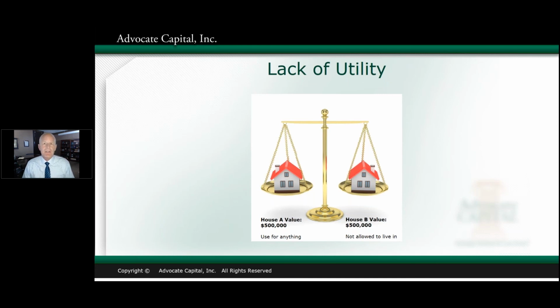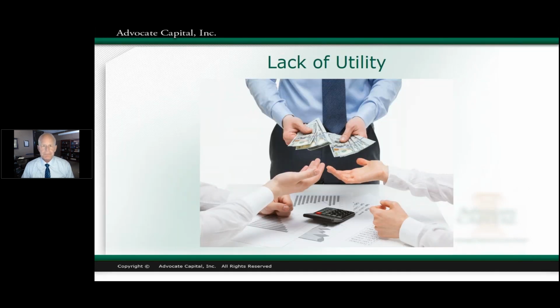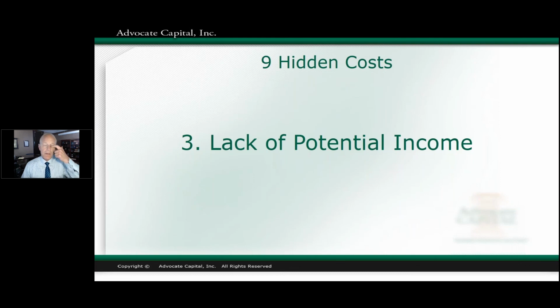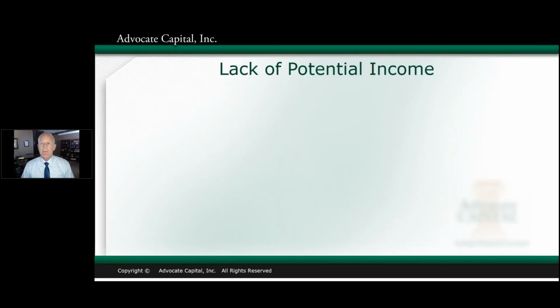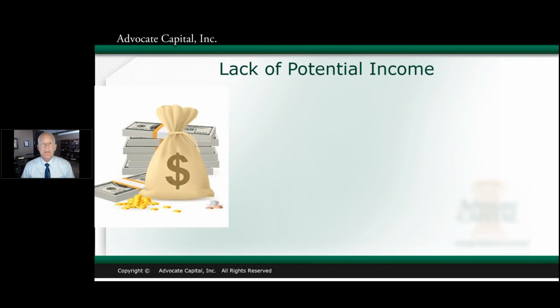Well, the same principle applies to your case expense dollars. Would you rather have $500,000 in cash or $500,000 you can't do anything with? Your case expense dollars there. So the lack of utility in the asset further undermines that. All right, number 3 is a lack of potential income. So your dollars are tied up, they can't generate any income for you, right? And in fact, it's guaranteed 0 potential income for your case expenses.